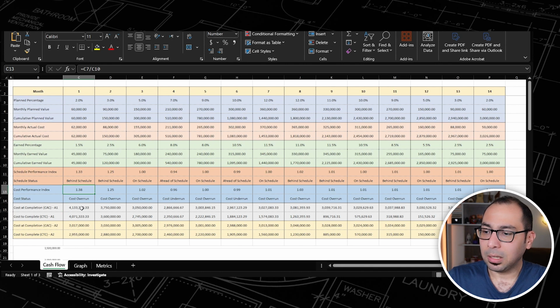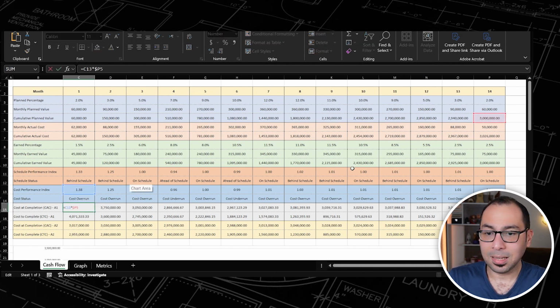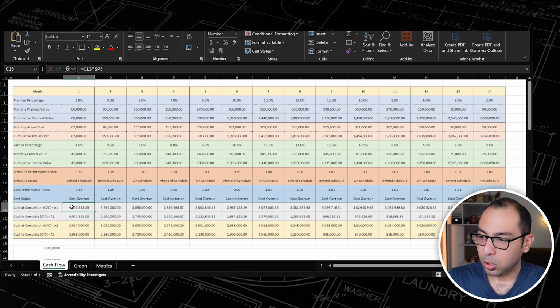So here, to calculate the cost at completion, we are just multiplying the cost performance index by our budget. If this bad cost performance continues, then our project will end up with 4.1 million. We will end up spending 4.1 million to execute this project while our budget was only 3 million. So calculating the cost at completion using our cost performance index is very important. And this is the first assumption.